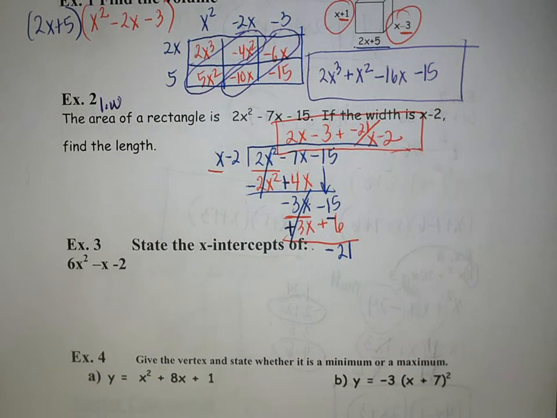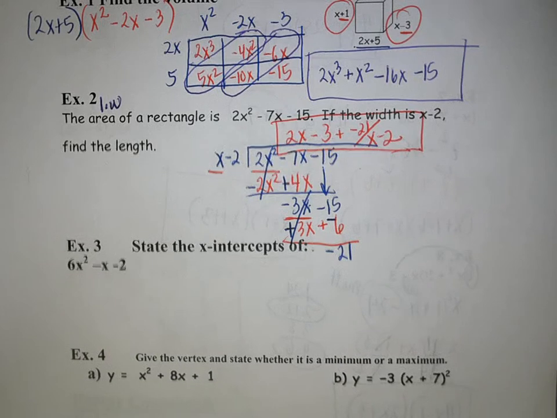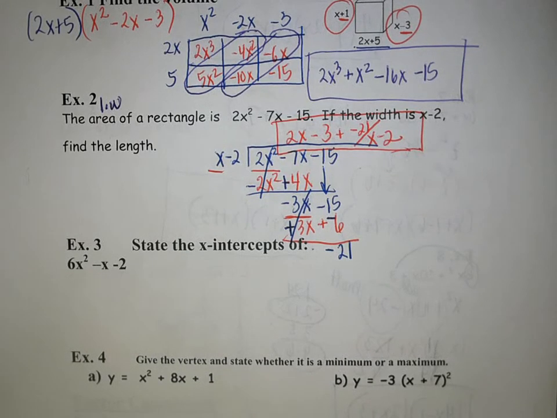All right, do we see where we went wrong? Okay. Are we good for example 3 now?